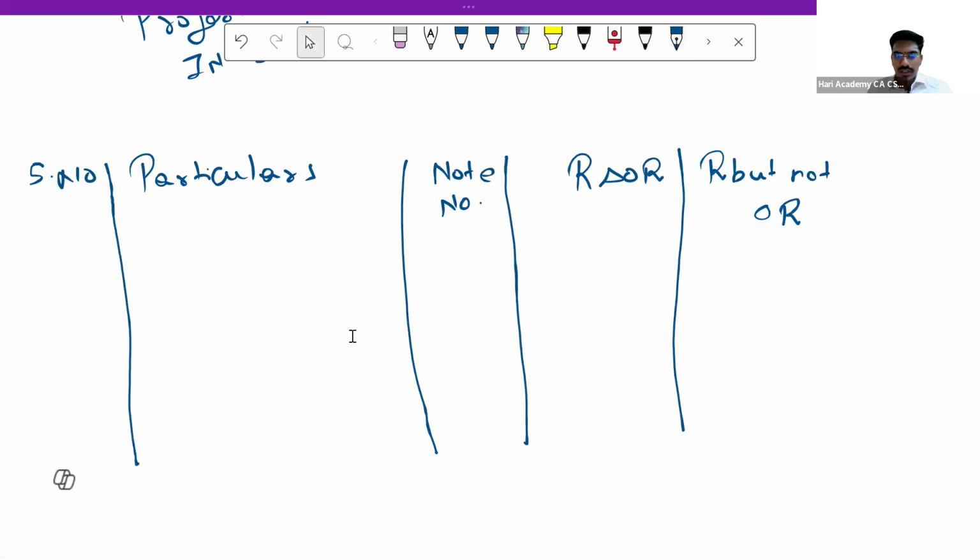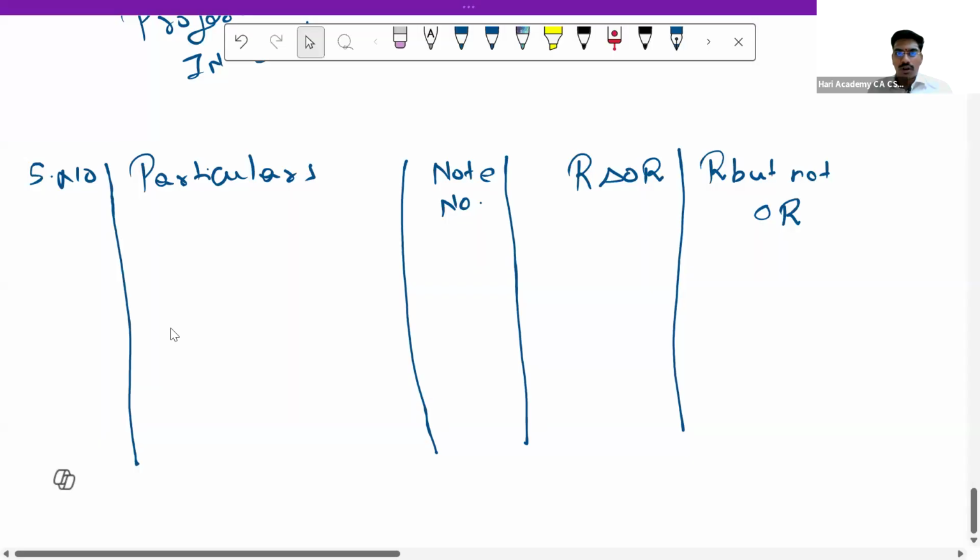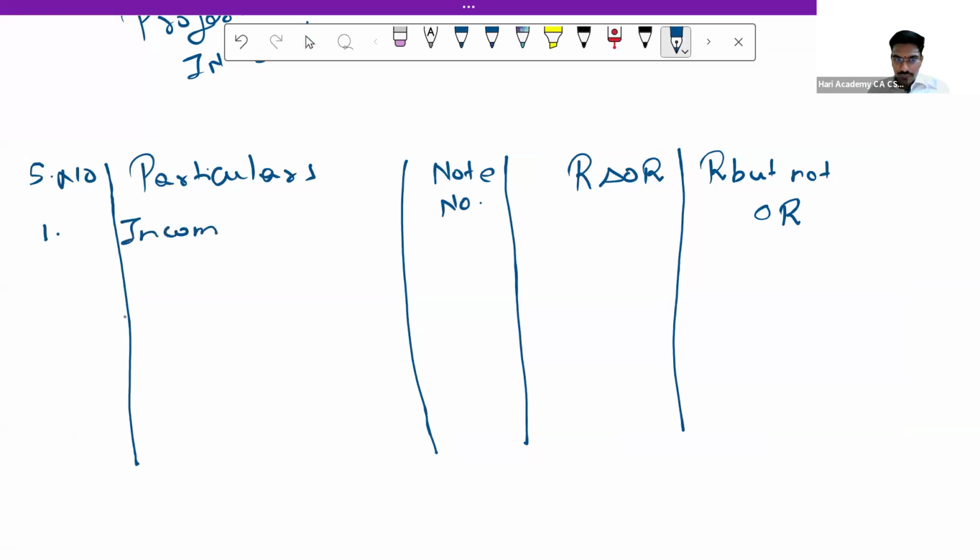So the first serial number is income from house property in Sri Lanka remitted by the tenant to him in India through State Bank. Let us see if it is an income from house property in Sri Lanka.